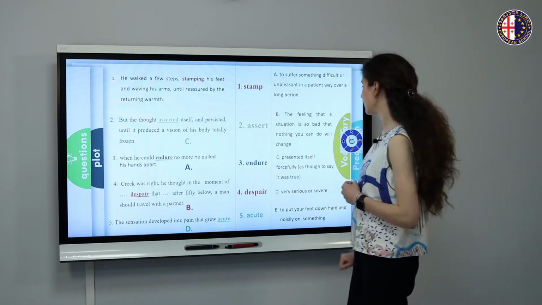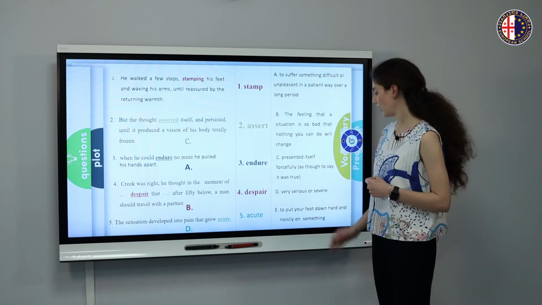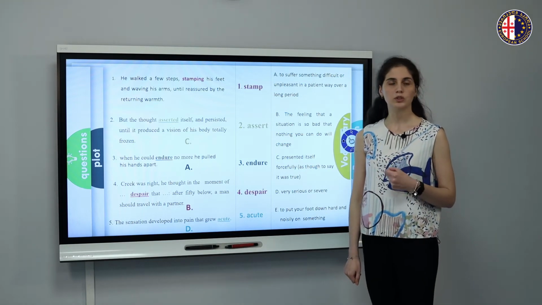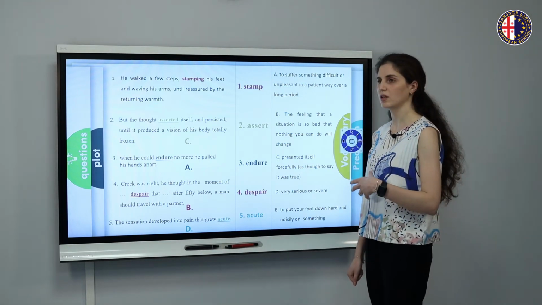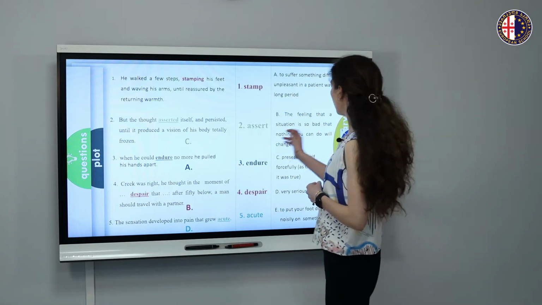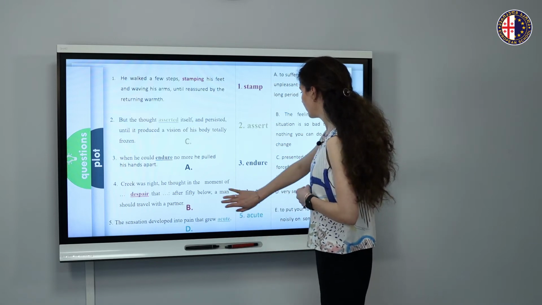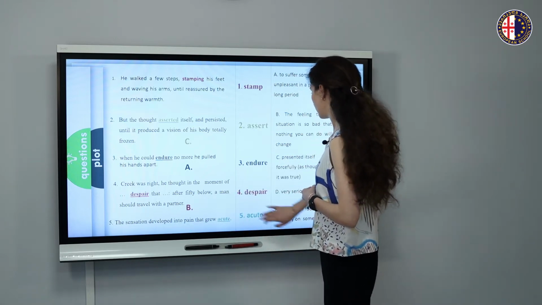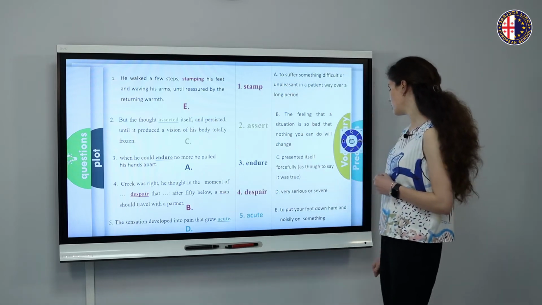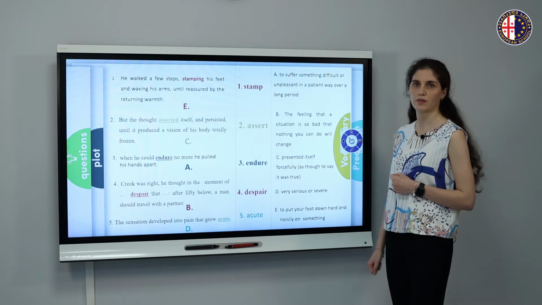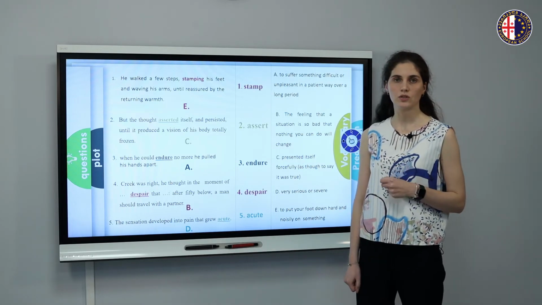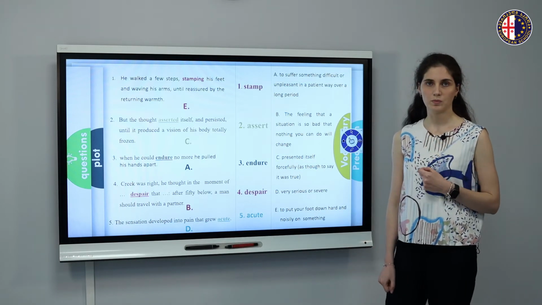Let's look at the D now. Very serious or severe. Acute would be the word. The synonym of it would be, again, severe. We can use this word in another context, like severe pain. And the very last one, stamping, which is defined as E, to put your foot down hard and noisily on something.